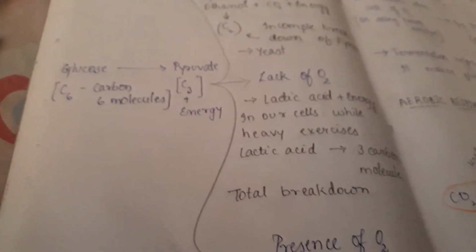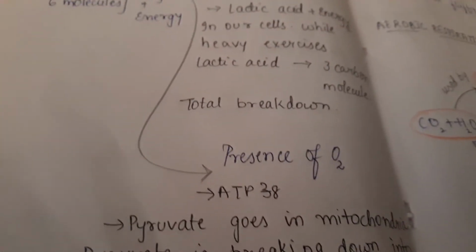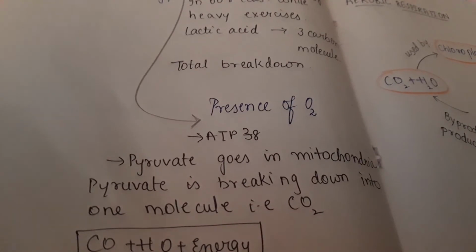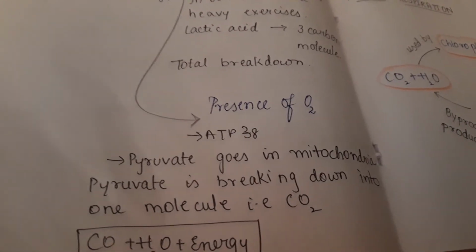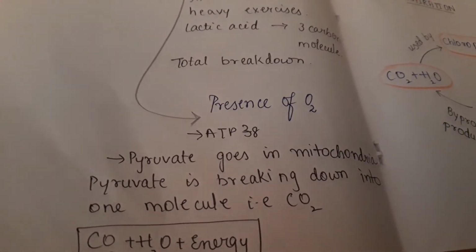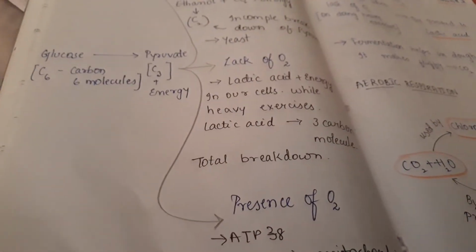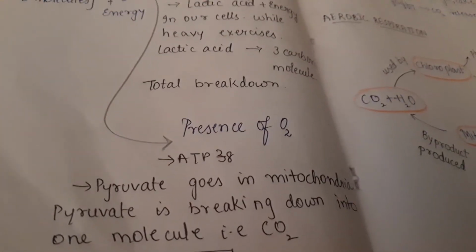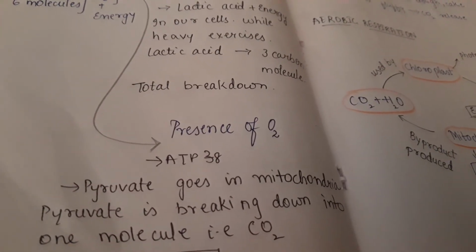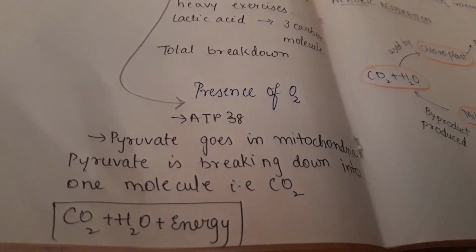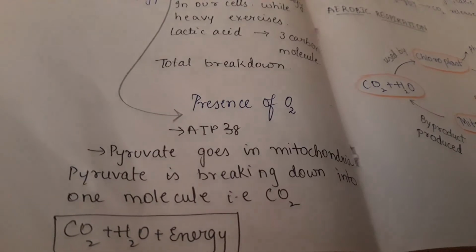Now coming to glucose changing to pyruvate in the presence of oxygen, what happens? ATP is a total of 38. Pyruvate goes into the mitochondria. Pyruvate is broken down into CO2, right? Pyruvate is nothing but C3, right? But now it goes to the mitochondria and is changed to CO2, where C is only 1. Now what is the byproduct here? We have carbon dioxide and water and energy as our byproduct.